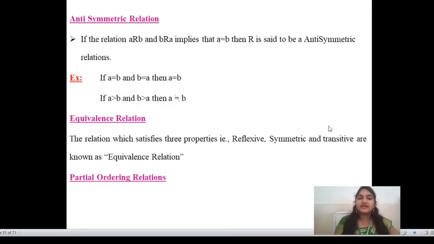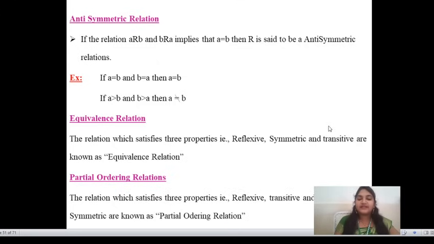Equivalence relation: the relation which satisfies reflexive, symmetric, and transitive properties is known as an equivalence relation. If the relation satisfies reflexive, transitive, and antisymmetric properties, it is known as a partial order relation. So this is about the relations, the graph matrices, and their applications. I hope you all understand about these relations.